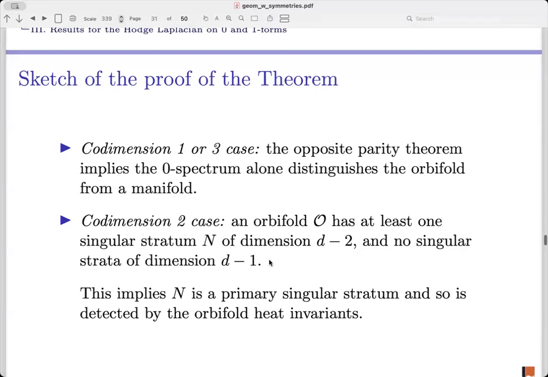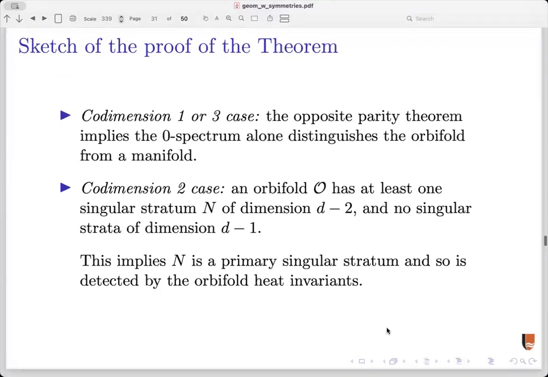Note that we can't have a higher dimensional stratum in these orbifolds, otherwise we'd have codimension 1. So this codimension 2 stratum with dimension d minus 2 has maximal isotropy and thus is primary. So it will be detected by the orbifold heat invariants. It doesn't vanish, which is good.